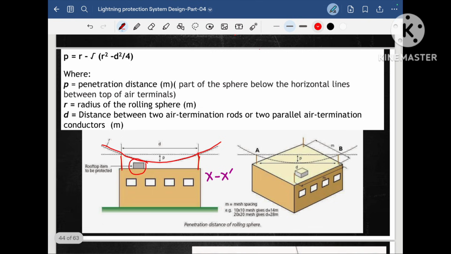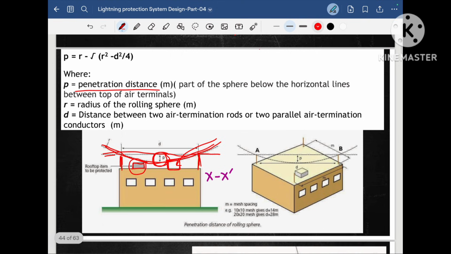As we have seen here, this is our air terminal height, but due to the curved nature of the rolling sphere method, it is coming inside our protection zone. This is called P, which is the penetration distance. Suppose our equipment is so high that it will clash with this imaginary rolling sphere portion, it means this equipment has a risk of exposure to lightning strike. So we have to calculate this distance P, the penetration distance, in order to know that it is not clashing with our equipment which is placed on the top roof. Hope you are very clear with that.